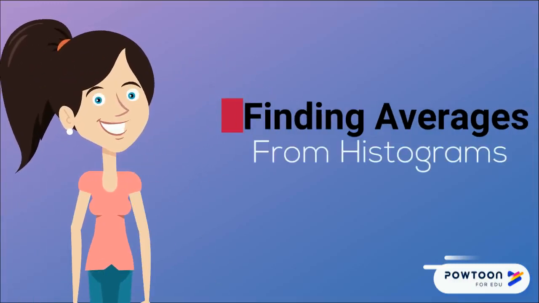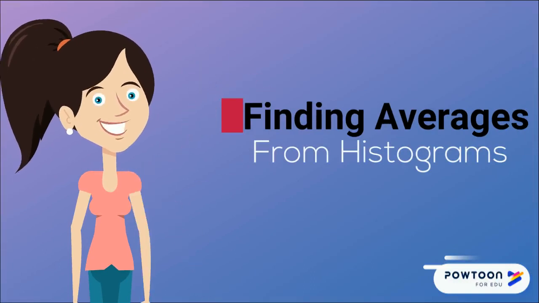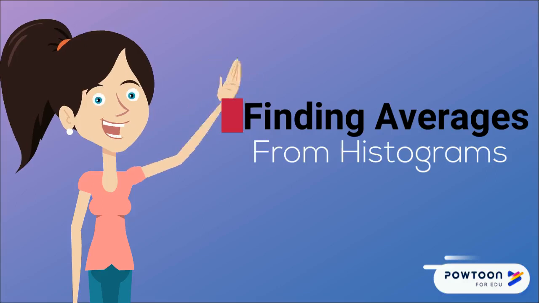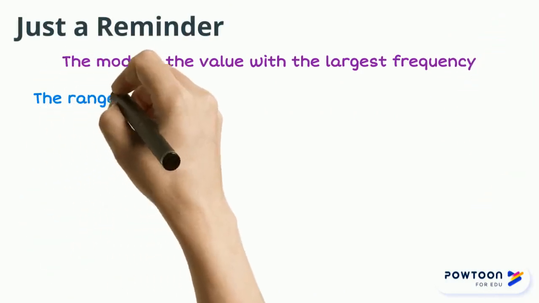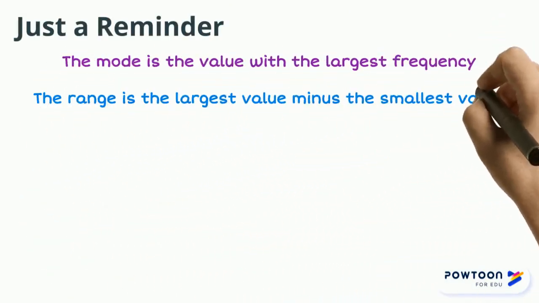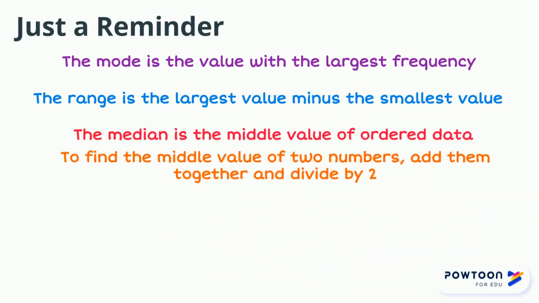In this video, you'll find that we're going to go through finding averages from histograms. We, again, did this before the spring break. We're going to go back through it. Take a quick read through these again. The averages are mode, range, median, and mean. So take a refresher, pause the video if you need to read through them.